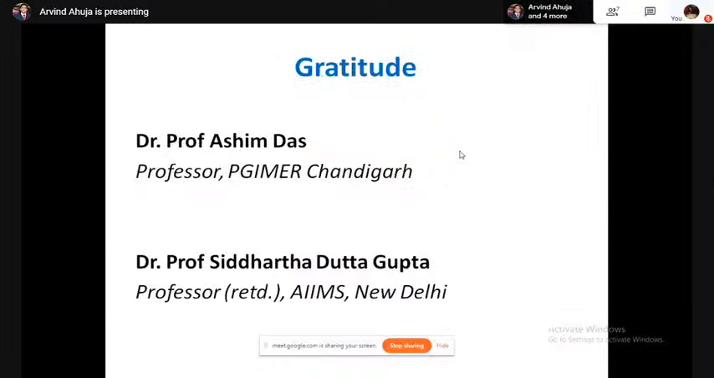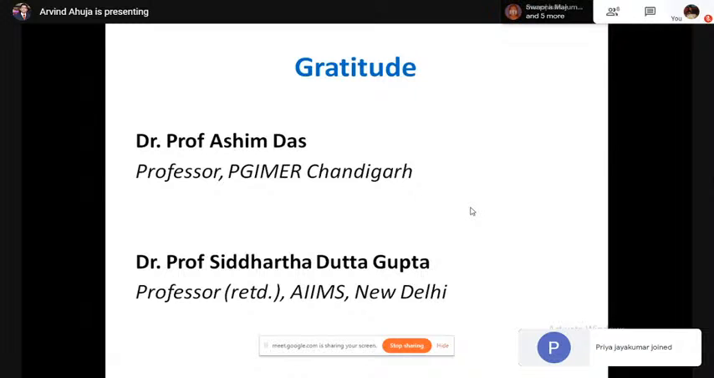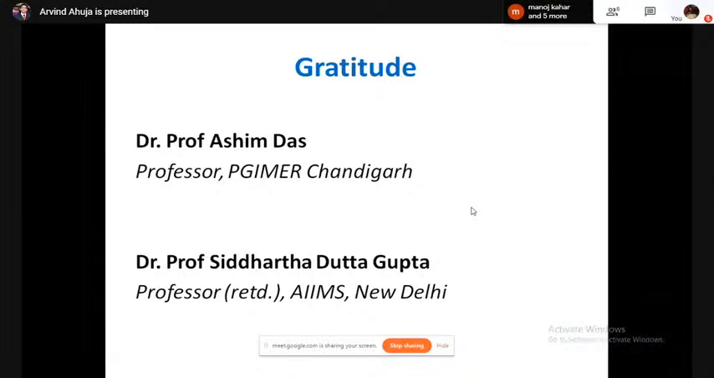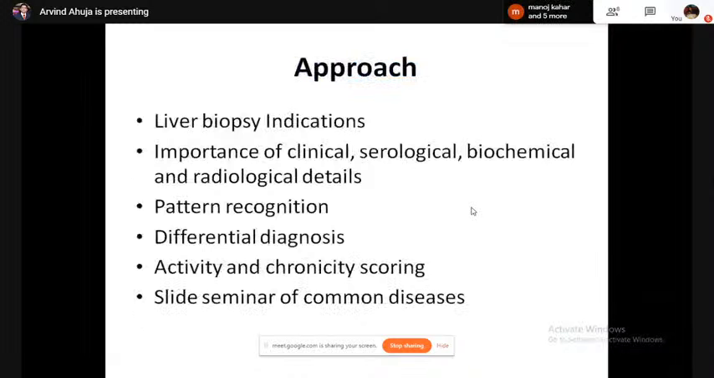Before I start, my sincere gratitude to my teachers, Professor Ashim Das from PGIMER Chandigarh, and Professor Siddharth Gupta, who is a retired professor from AIIMS New Delhi. These two have taught me the ABCD of liver biopsy. Now, this is my approach to how I deal with a liver biopsy.